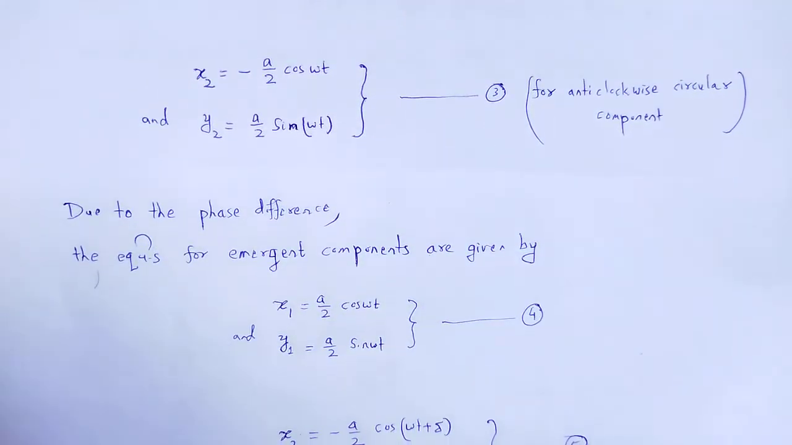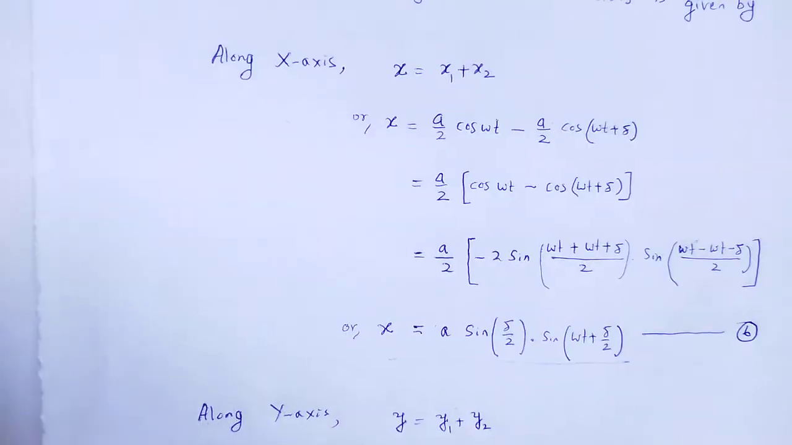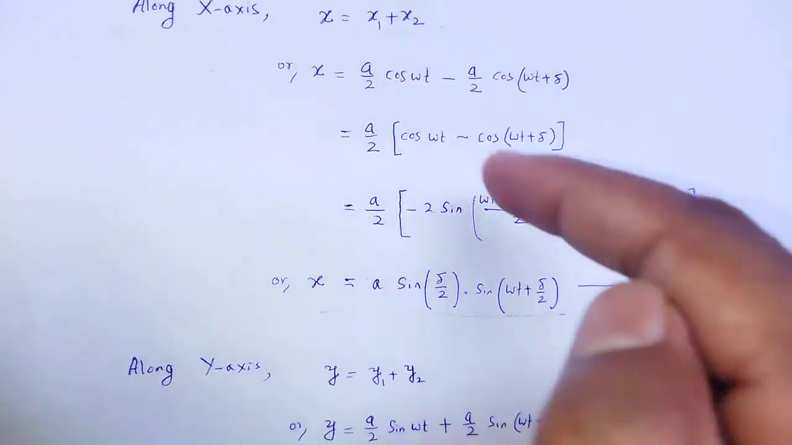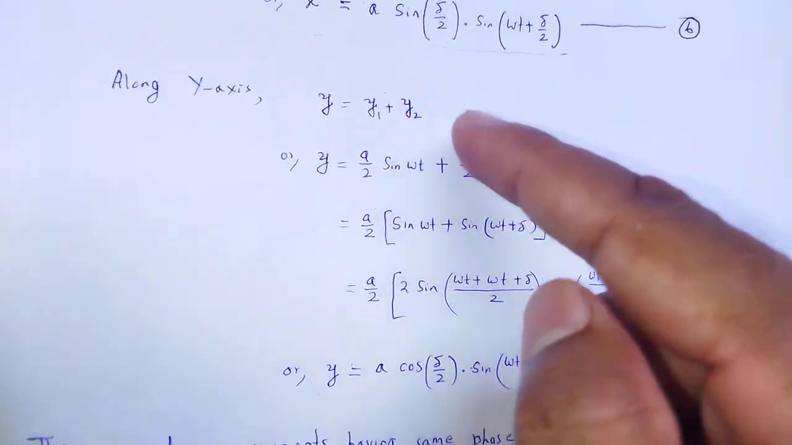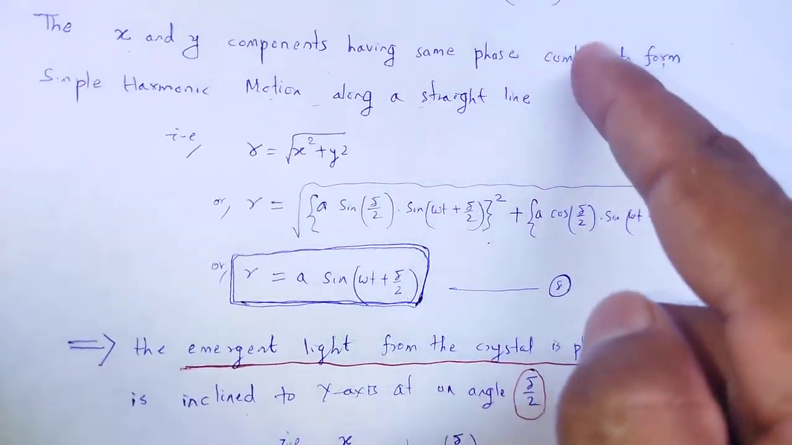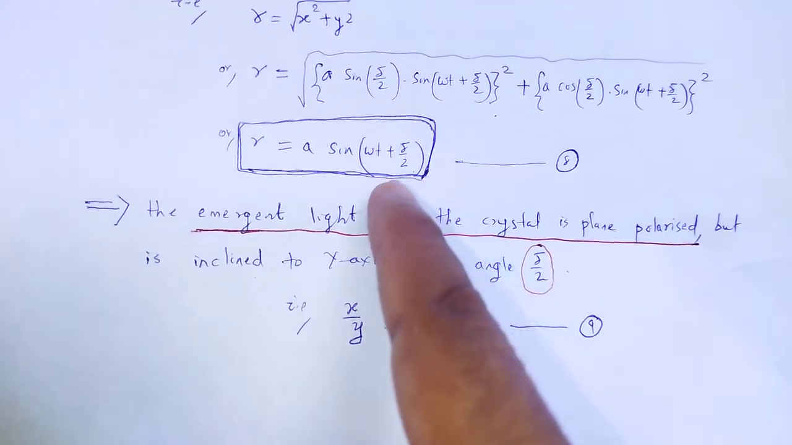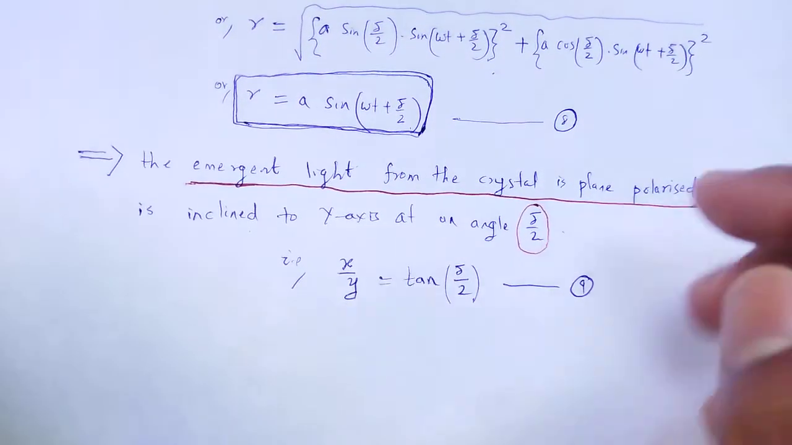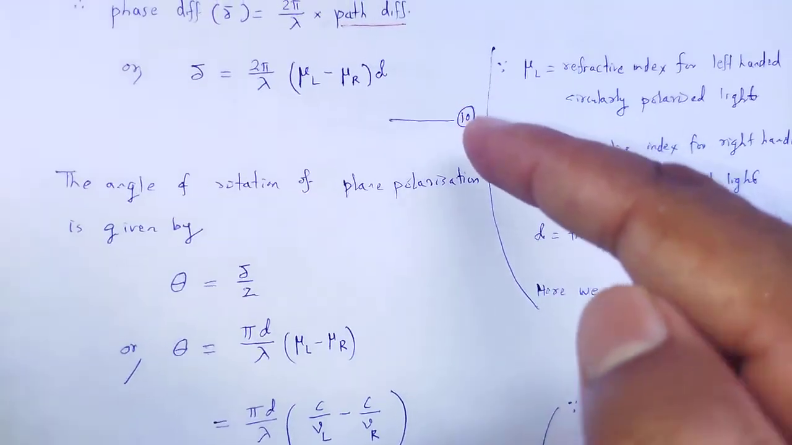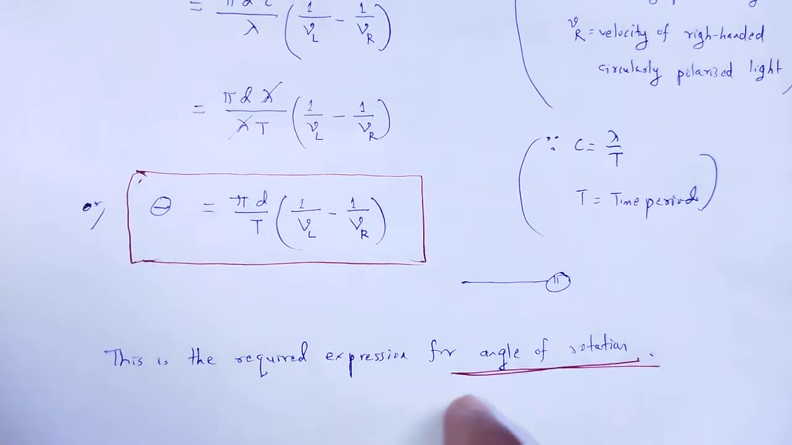Next, due to the phase difference, there will be a change of phase difference, and simplifying by taking the principle of superposition along the x axis, the two components of x are added. Next, for the y axis, the two components of y are added, and finally these two have the same phase, therefore the resultant is nothing but plane polarized light. And finally, using the phase difference concept, the angle of rotation for that plane polarization is mathematically calculated.